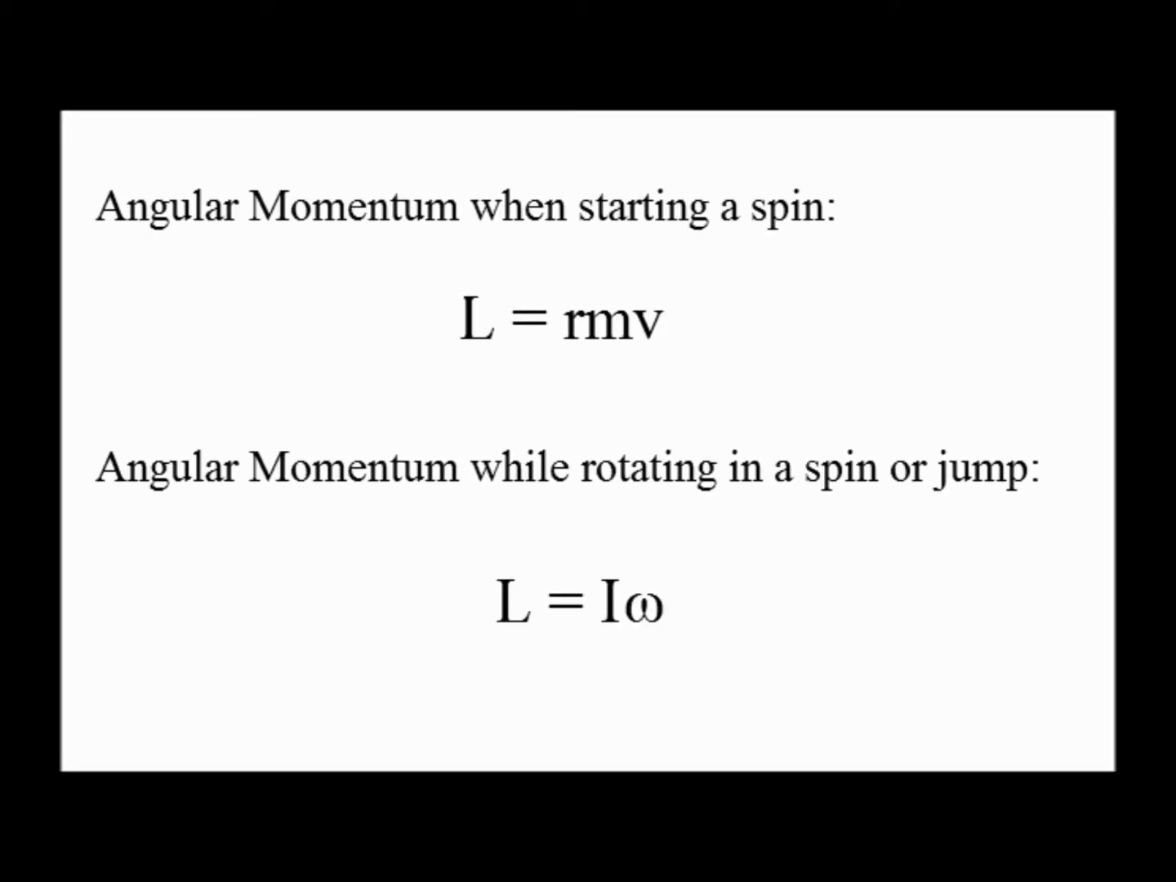Just to clarify, the equation for angular momentum when starting a spin is L equals RmV, and the equation for when you're rotating in a spin or jump is L equals I omega.